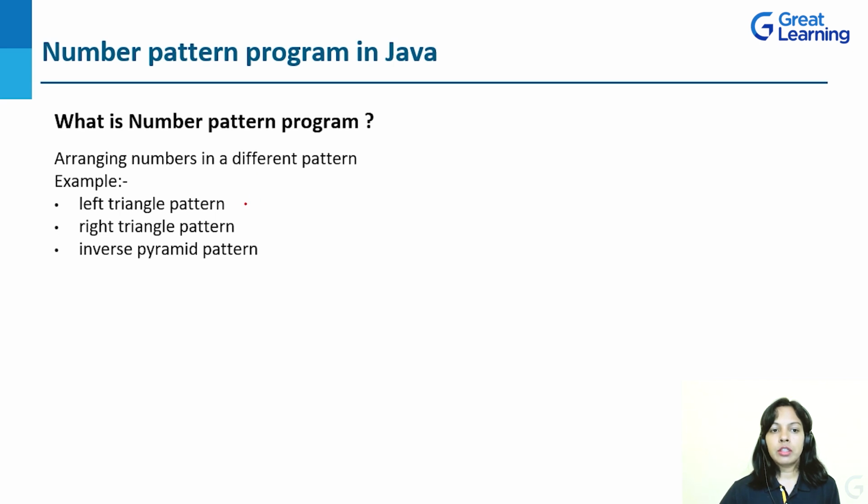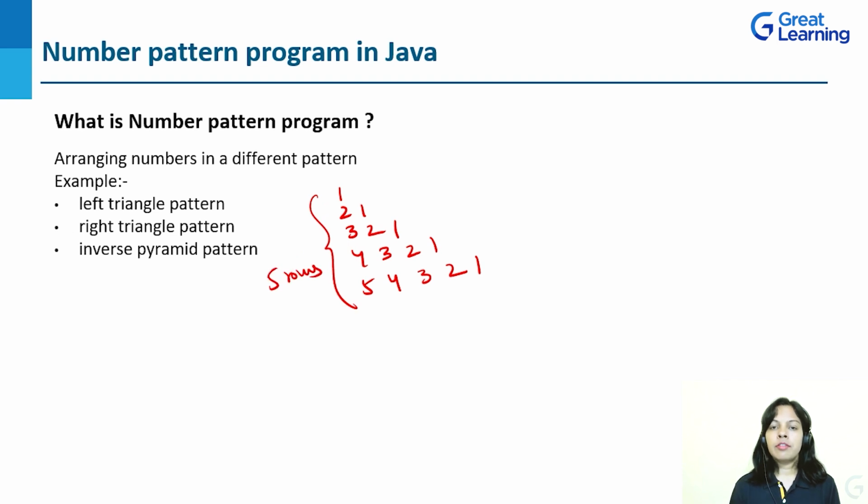So here I'm arranging the numbers in a given way. That is your left triangle pattern, meaning I'll be arranging the numbers in this way: 1, 2 1, 3 2 1, 4 3 2 1, 5 4 3 2 1, and so on. Suppose I want to just print till these 5 rows. So this is your left triangle pattern. If I talk about right triangle pattern, it means the same thing, but right angled. This is left angled, right? The right angle of the triangle is on the left side.